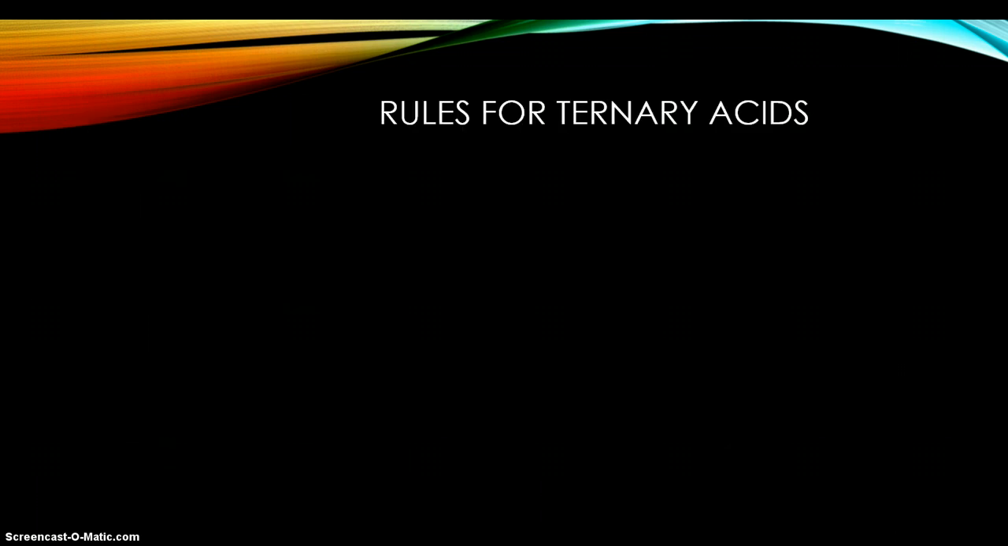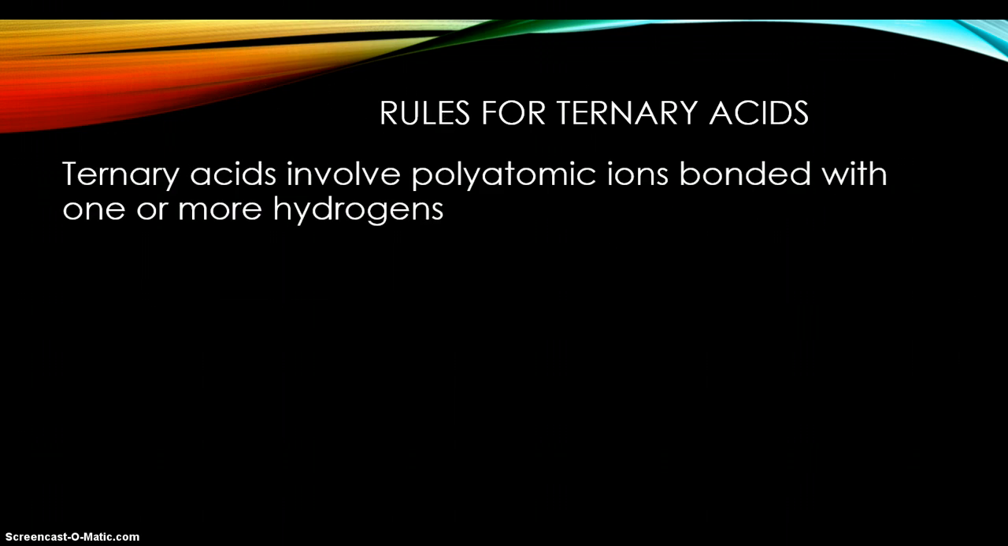Now, rules for ternary acids. Ternary acids basically are acids that contain 3 or more elements. Typically you're always going to have hydrogen out front, and then it's going to be bonded to a polyatomic ion. So it's going to be an anion, a polyatomic ion attached to it. As we have here, ternary acids involve polyatomic ions bonded with 1 or more hydrogens, and you're going to see some examples of that in just a second.